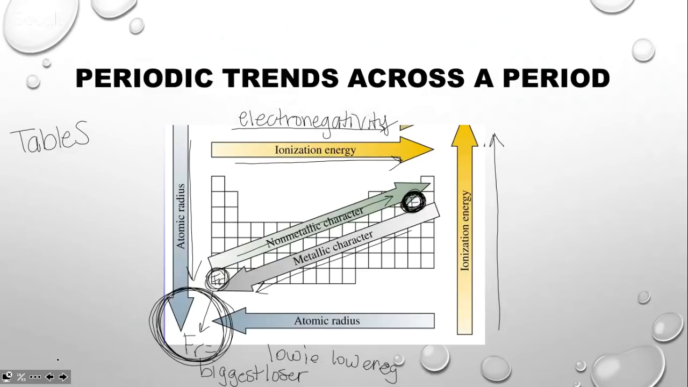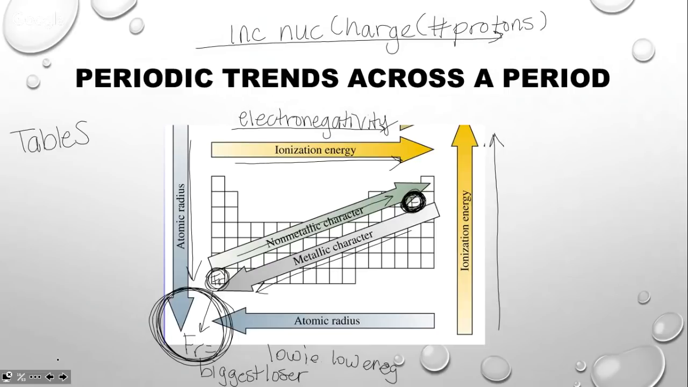And now the reasons that everything happens. As you go across a period, we are increasing the nuclear charge. Remember, the nuclear charge is based on the positive number of protons. If we have more positive protons pulling in the valence electrons, the atom will get smaller. If we have more positive protons pulling in the valence electrons, they will be held more tightly, giving higher electronegativity and higher ionization energy.